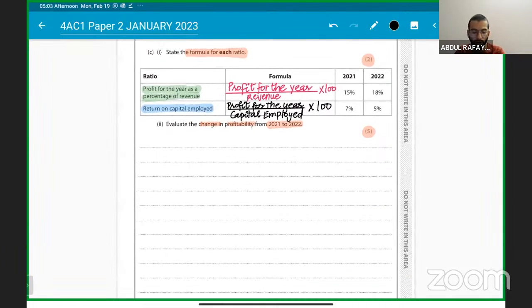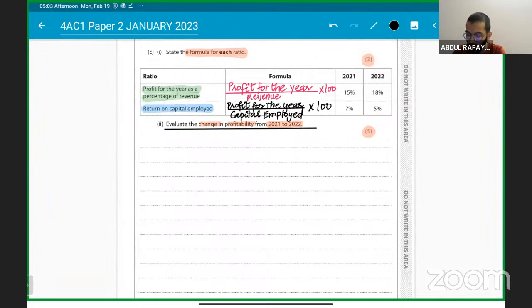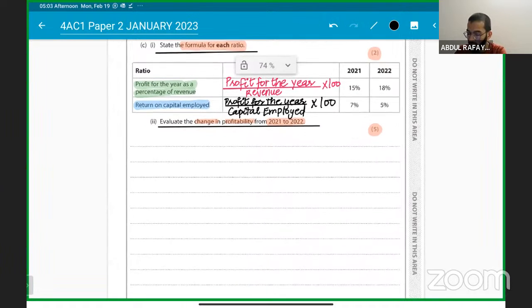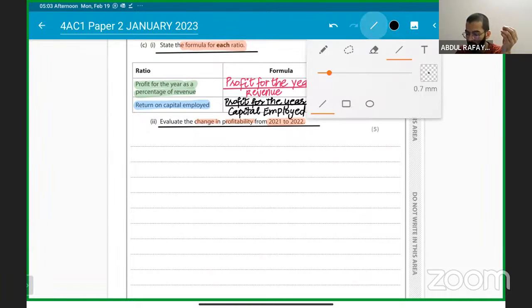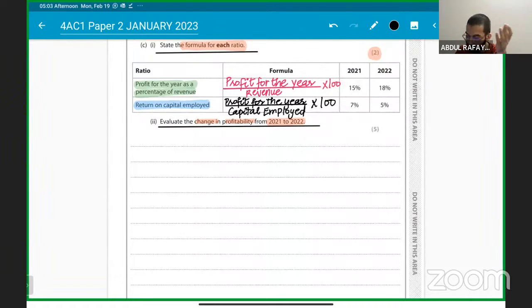Now we have to talk about evaluating the change in profitability from 2021 to 2022. We have been given the ratios and we'll try to work it out. You need to give a conclusion for 1 mark. This is how the 5 marks are split: 4 marks you can talk about what's happening, what's changing, but for 1 mark, you have to give a conclusion whether the performance is good or improved. Getting it clear?